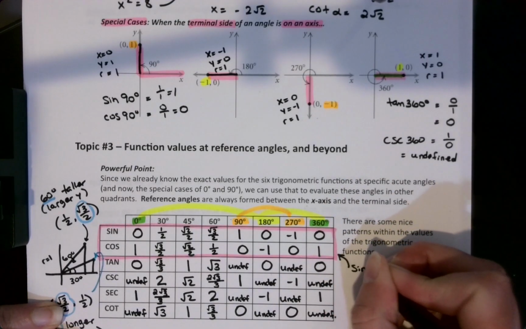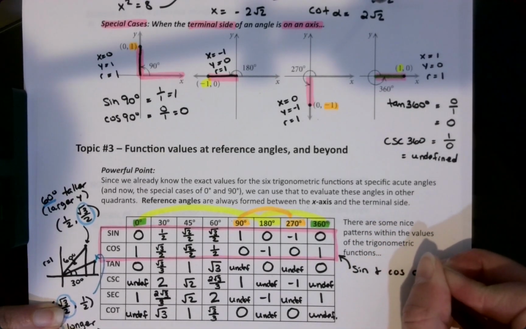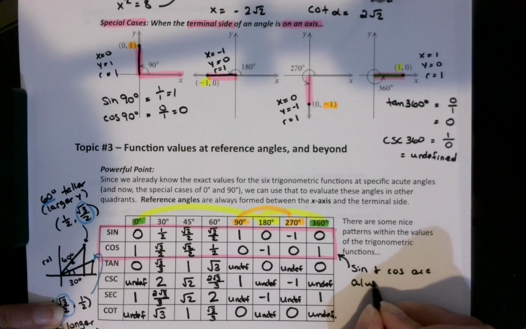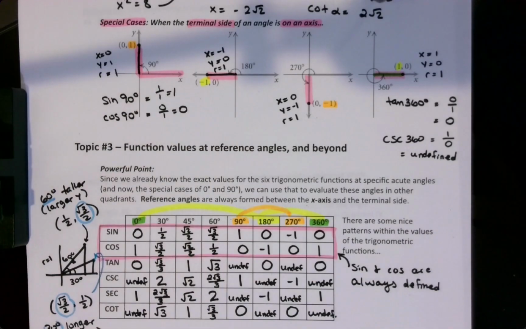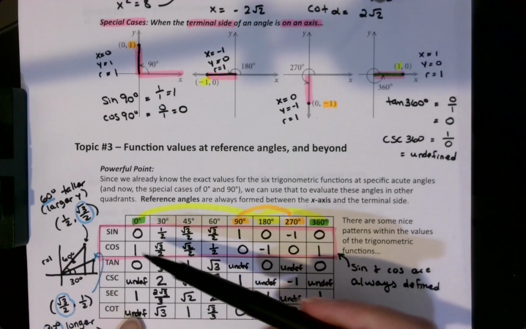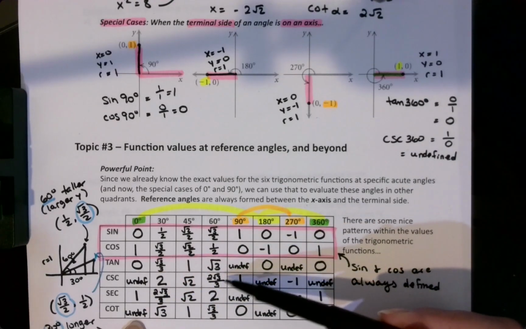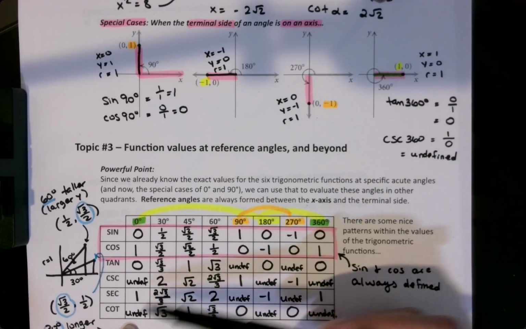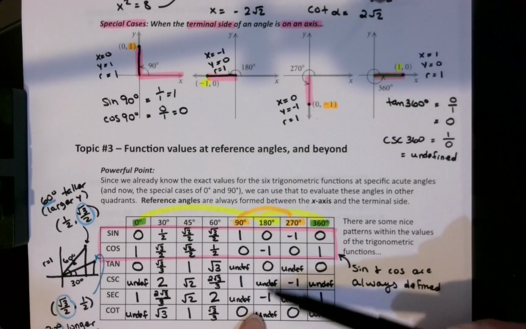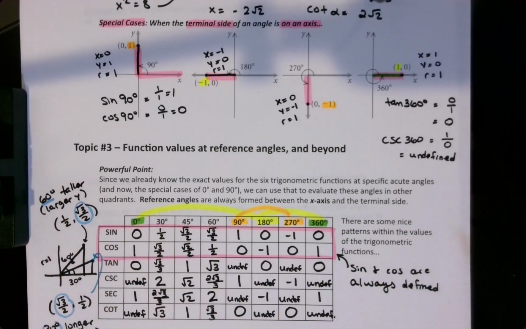But sine and cosine are always defined. And then for the others, they always have two angles that are not defined. So for the ones that land on the axes. Okay, so at 0, 2 undefined, at 90, 2 undefined, at 180, 2 undefined, 270, and 360. So we'll just mention for the others, they're just not always defined.